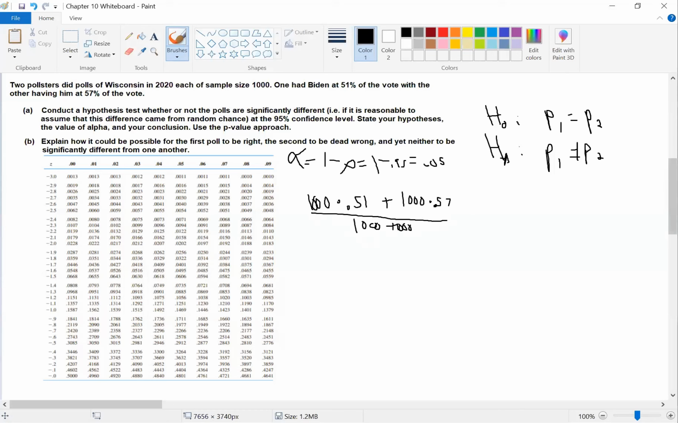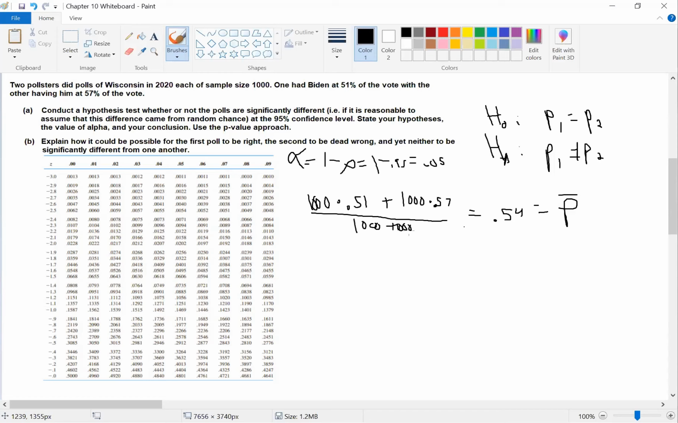Let me pull up a calculator. 51% of 1,000, that should be 510. The other one will be 570. 1,000 plus 1,000 is 2,000. 54%, which is what the heuristic gives. So if your sample sizes are the same, you should take the halfway point between the two. Nice and easy shortcut. So this is 0.54, which is our pooled p-bar.